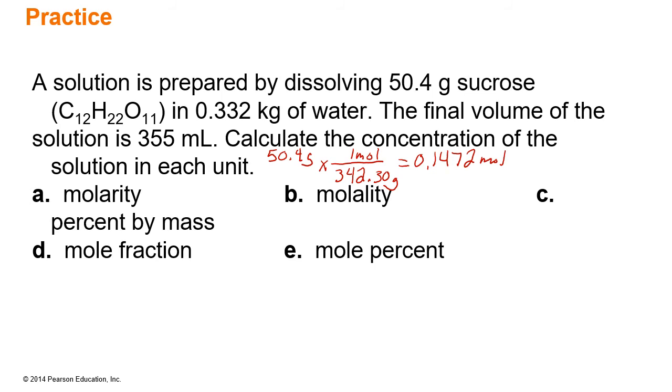So if we want to find our molarity, it is equal to our moles divided by liters. So milliliters, we'd have to divide by 1,000, of the solution. And we end up with a molarity of 0.415 molar sucrose in your soda. So this is a 12-ounce can of soda.